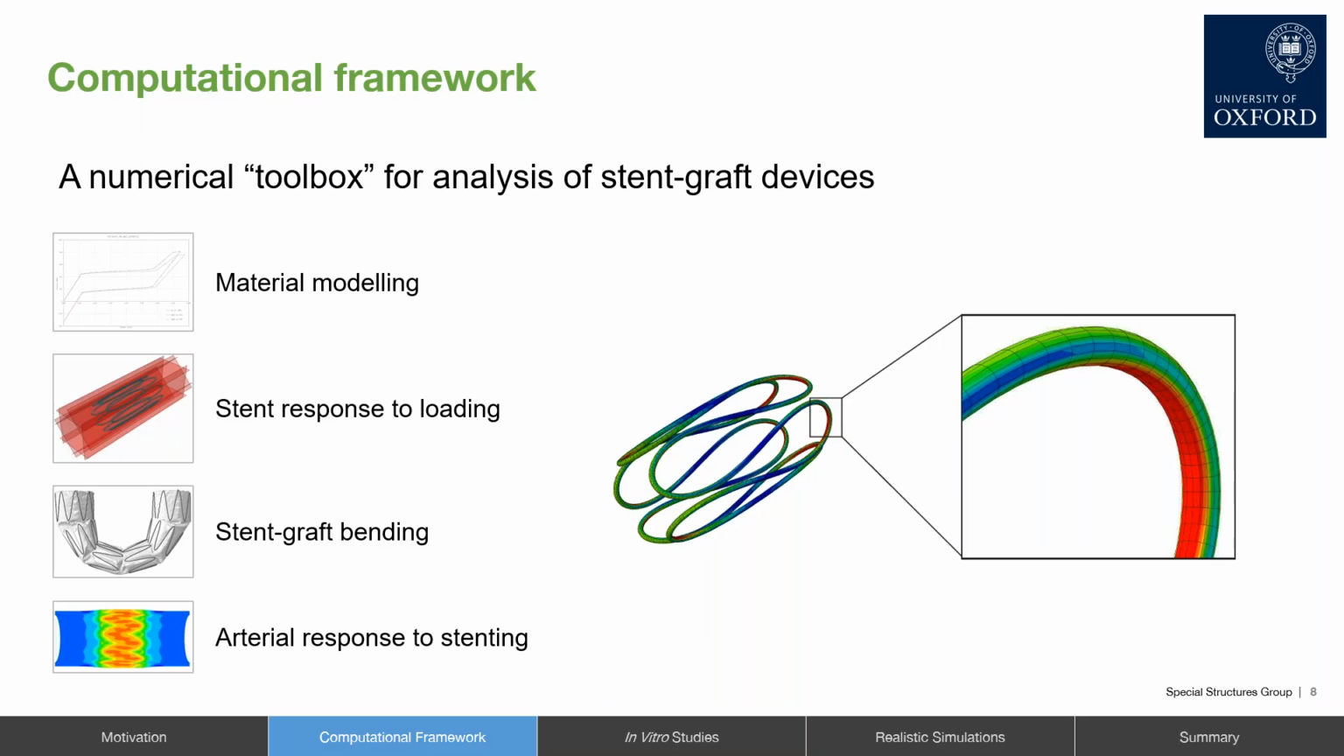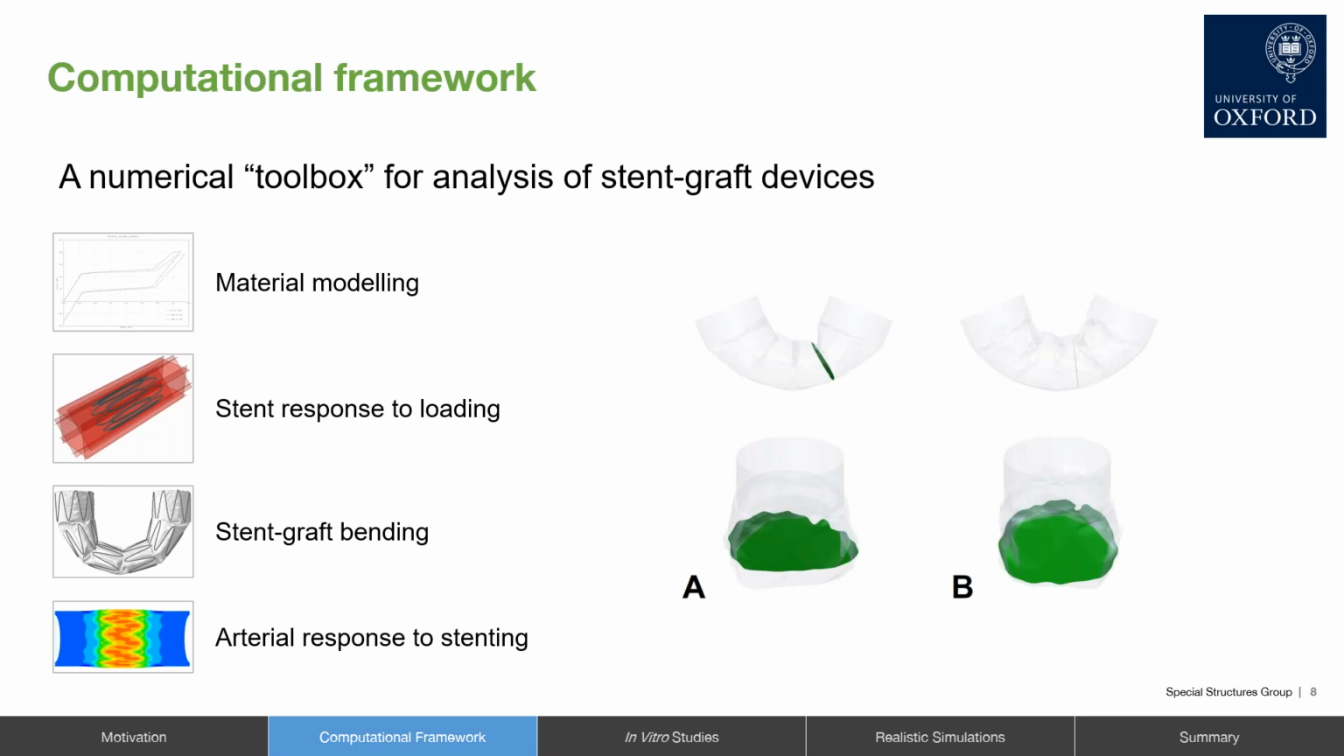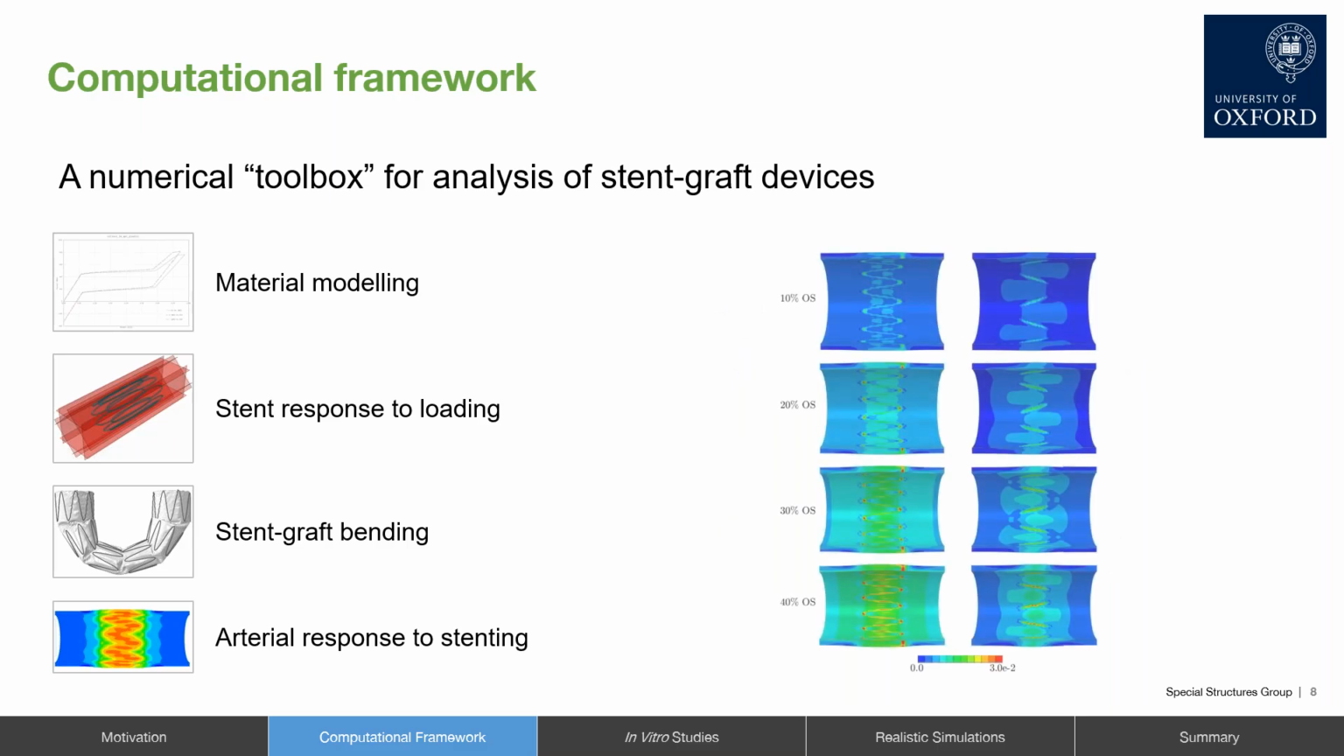And then, moving towards increasing complexity, we can add the grafts to the simulations and begin to understand what changing the stent design does to graft behavior during bending. And finally, we can perform deployment simulations into arterial segments and begin to understand what effect different oversizing configurations and different device designs might have on arterial wall stresses.